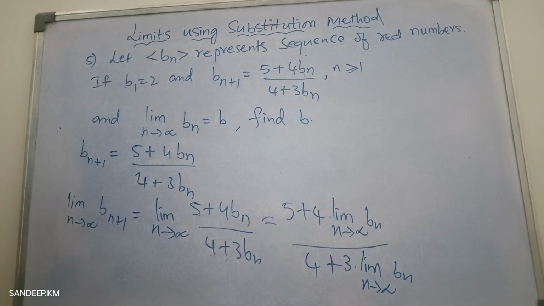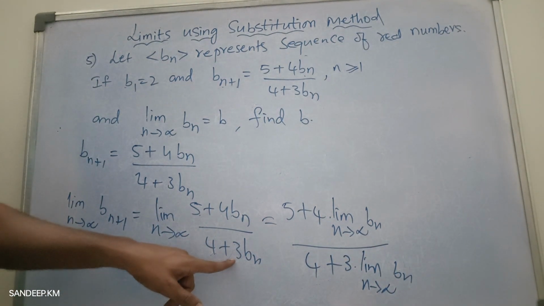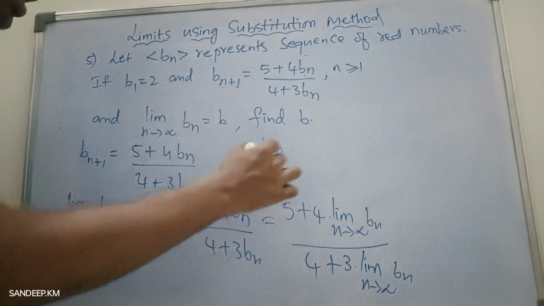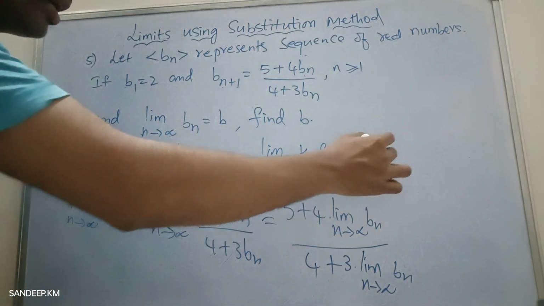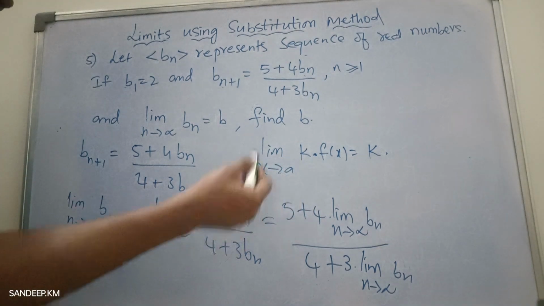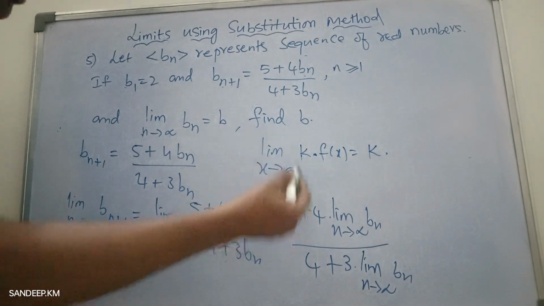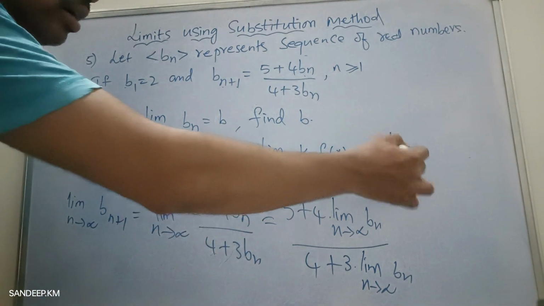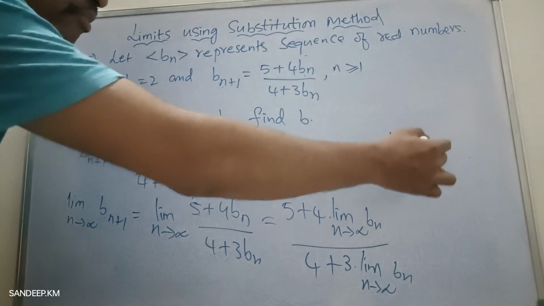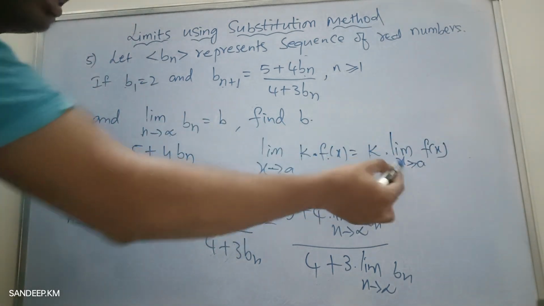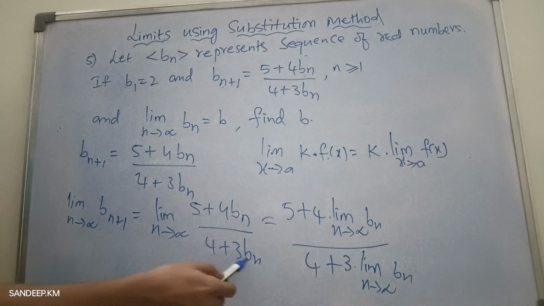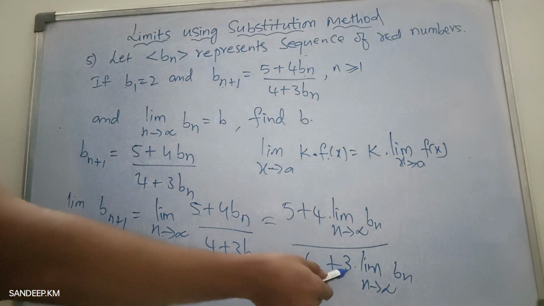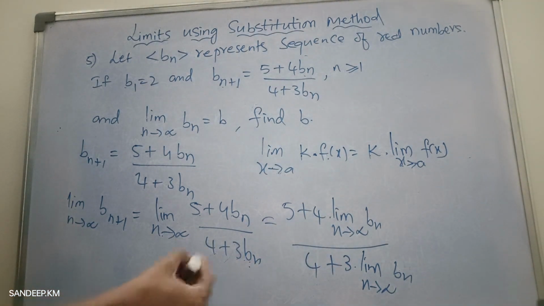Does anyone get confused why 3 will not take the limit? I told you, na? Limit x approaches a, k into f of x is equal to k into limit f of x. Under multiplication or division, k will not take the limit. Limit is given only for what? X approaches a f of x, because k is independent of x. That is what I have applied here. You are giving limit for 3 into bn, but 3 does not need the limit, so it is outside. Limit is only for bn.